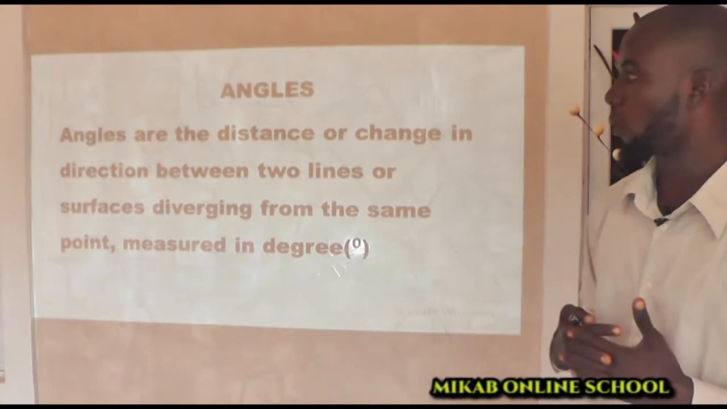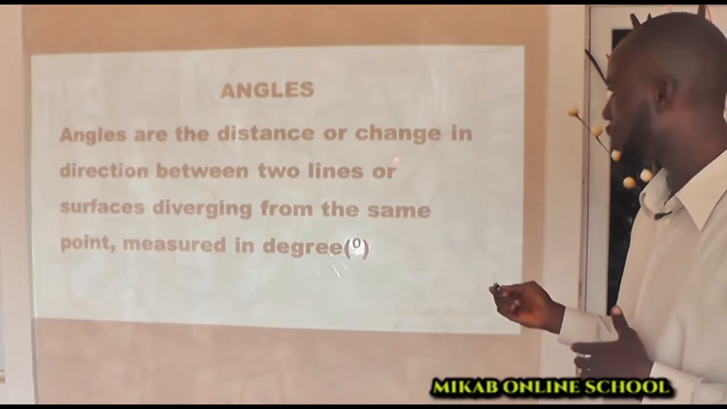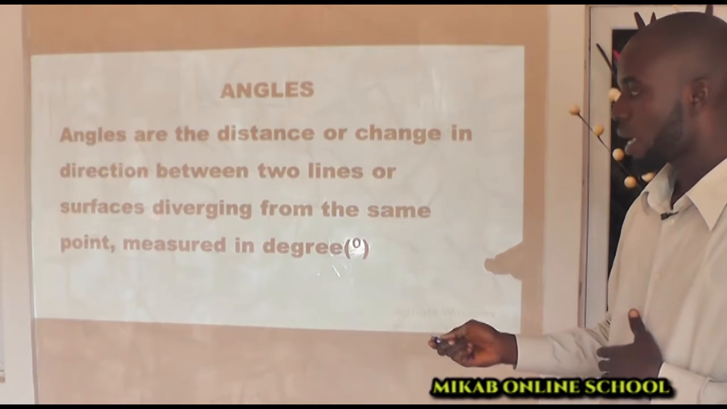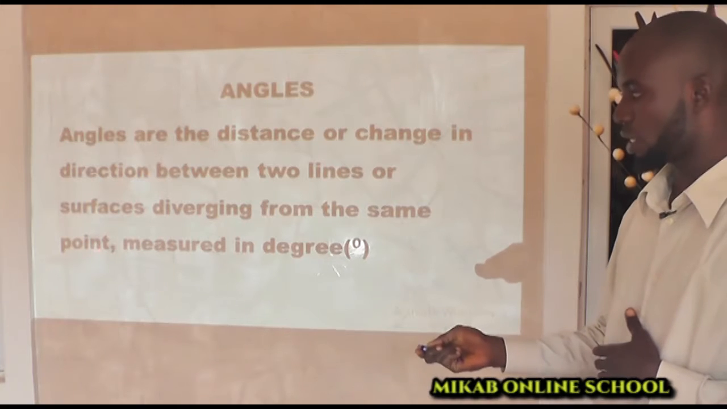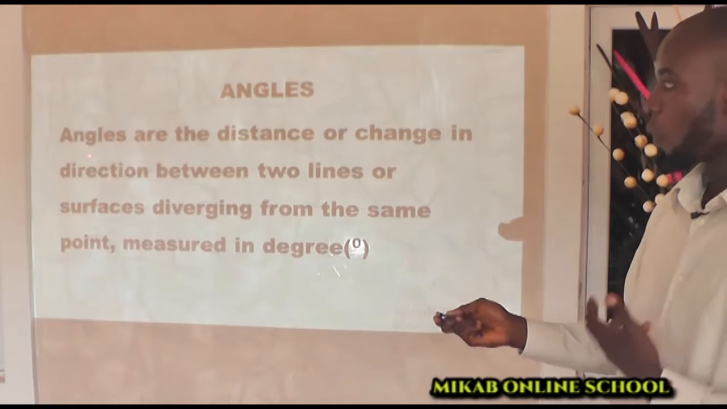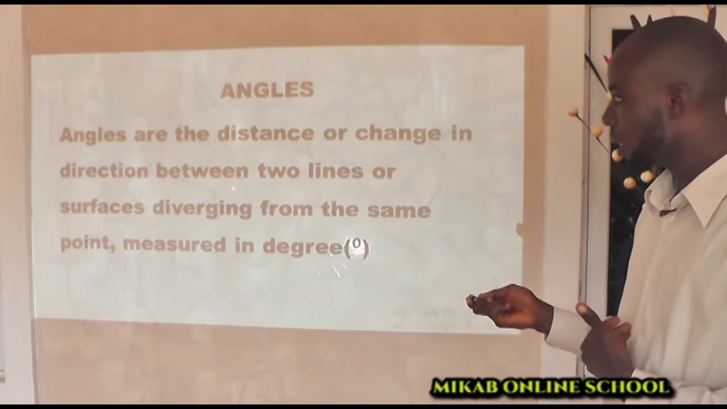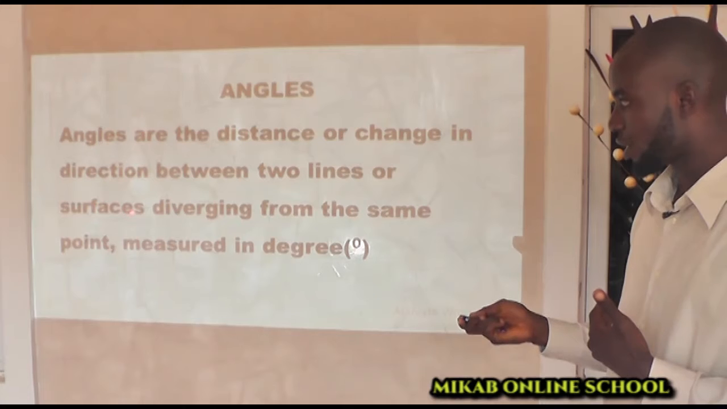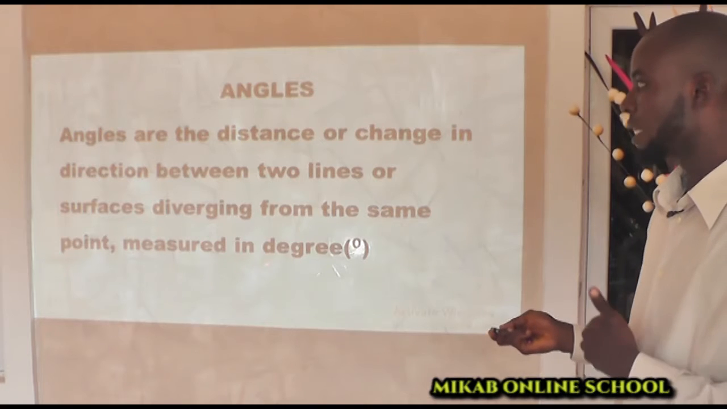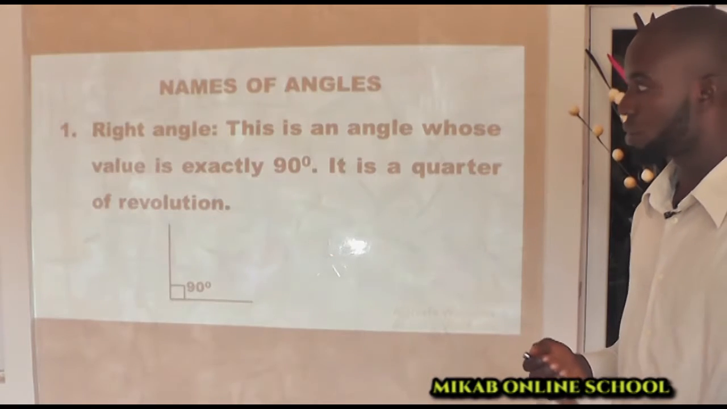And if you are talking about angles, angles are the distance or change in direction between two lines or surfaces diverging from the same point, measured in degrees. We have names of angles.